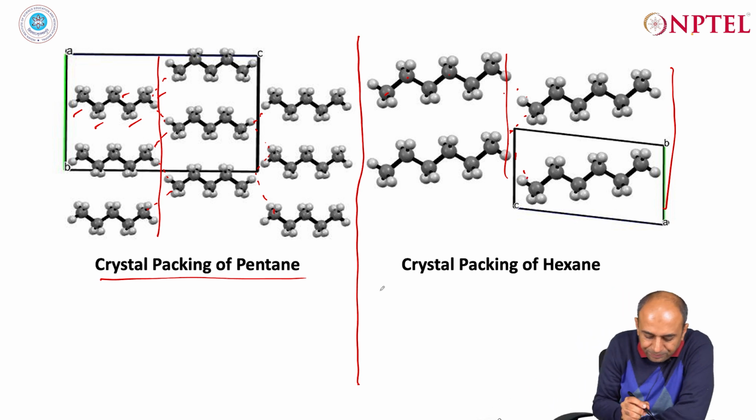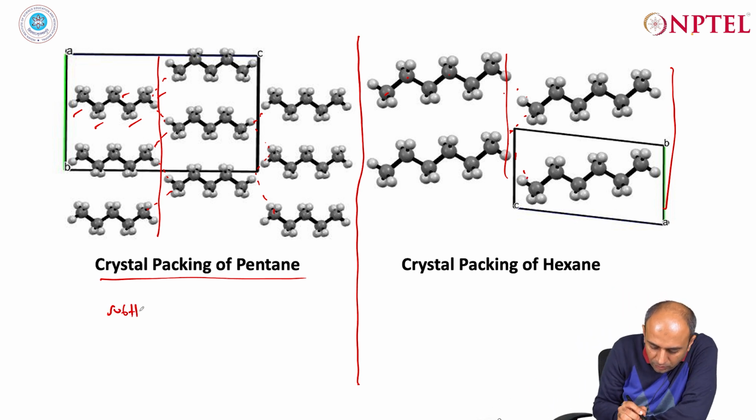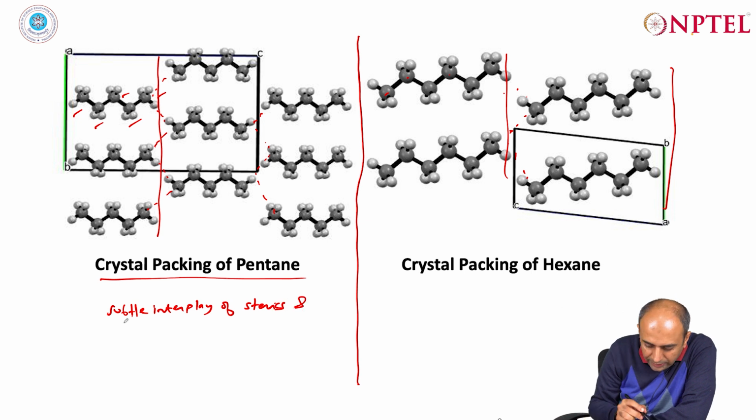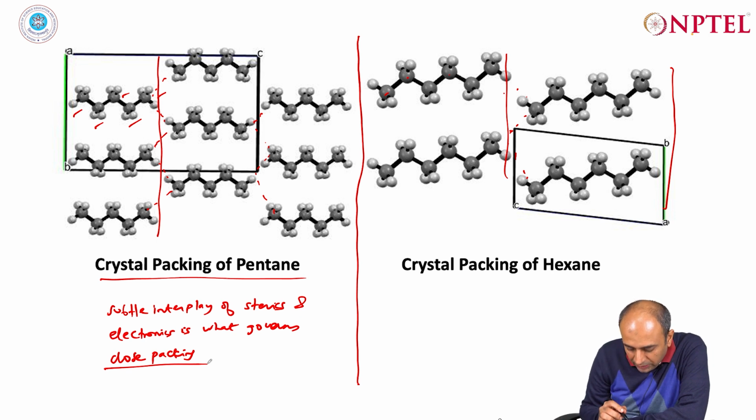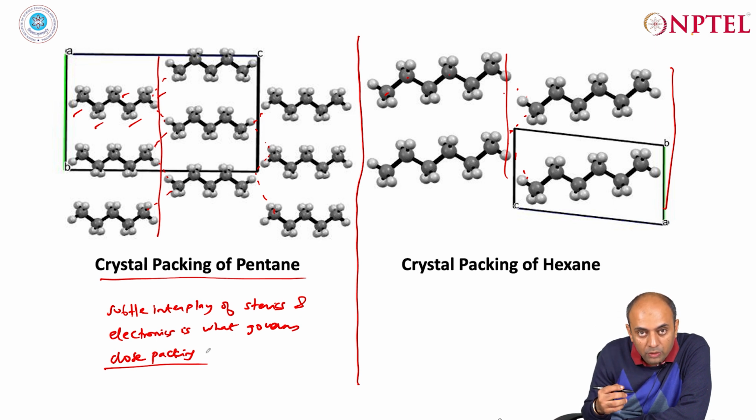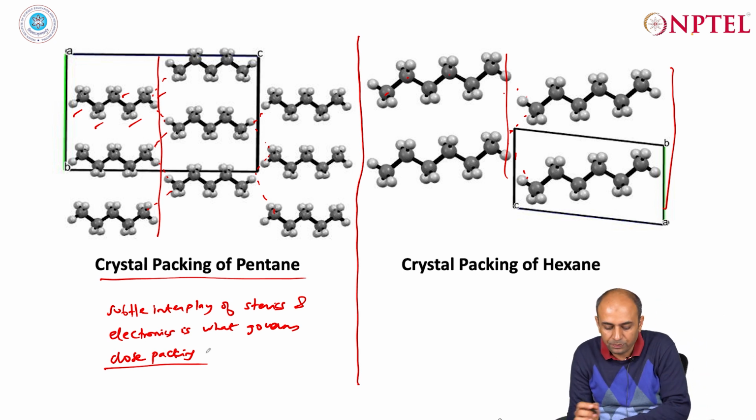So, I can write here: subtle interplay of sterics and electronics is what governs close packing. Okay. So, even in case of close packing, you would like to minimize the nucleus electron attractions via the origin of dispersive interactions and minimize the steric repulsions.